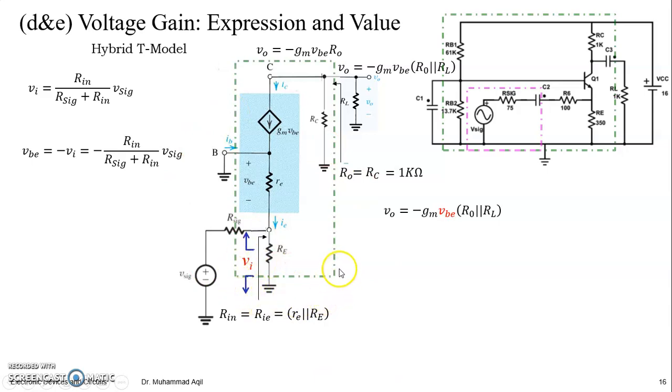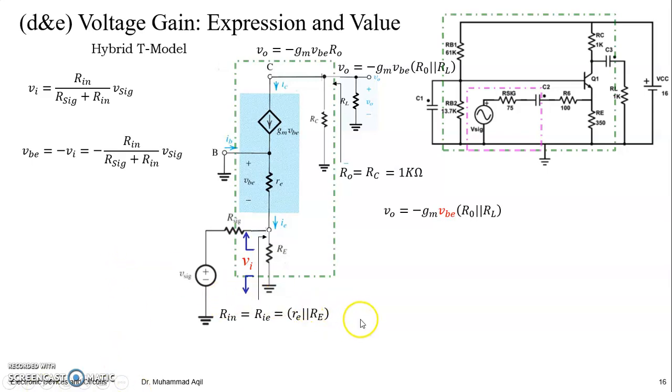Input of the stage to output of the stage is AV naught. Input of the stage to the RL is AV. Source to the output of the stage, excluding RL, will be GV naught. From input to the output, the overall gain is GV, right? At this time, I'm going to write the expression and find the numerical values of AV and GV, not AV naught and GV naught. Please do those yourself.